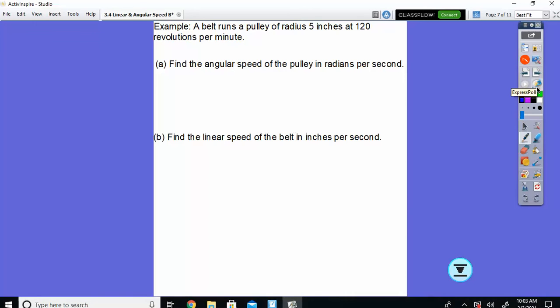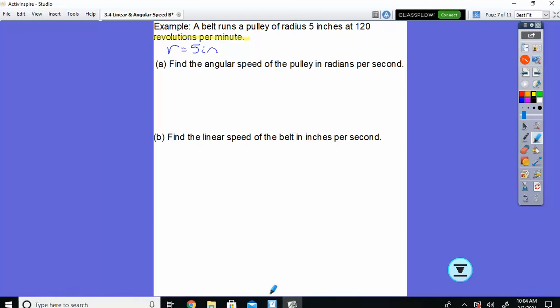So a belt runs a pulley of radius 5 inches. So I could write down right now, R is 5 inches, at 120 revolutions per minute. Anytime your unit is something per something, when you see that per, it's one of our velocities. It's either linear or angular.